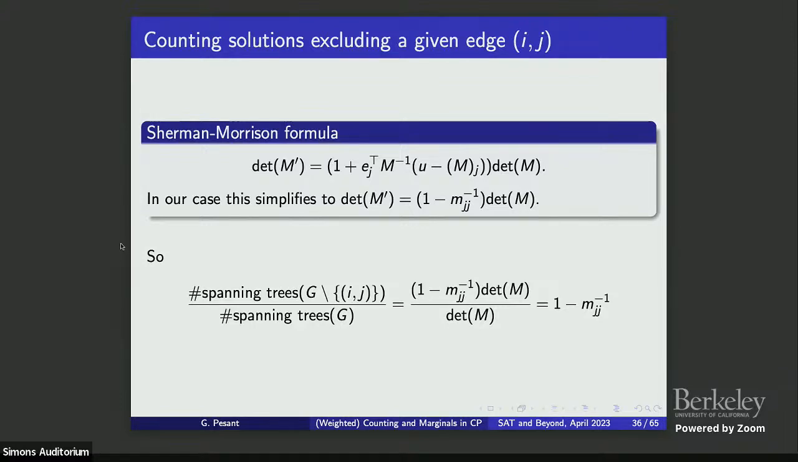In our case, it simplifies to 1 minus the jth entry on the diagonal of the inverse of matrix M, times the determinant. Now remember that we're interested in that ratio. So that's this over this, the determinant disappears, and you get something very elegant, I find. And that's for excluding the edge. If I want to know the proportion of including that edge, it's 1 minus that, so it's this. So you need to invert the matrix of the Laplacian and look at the entries on the diagonal.